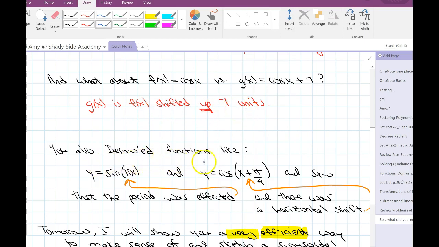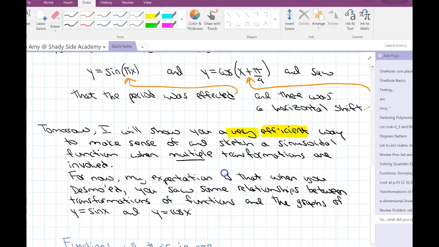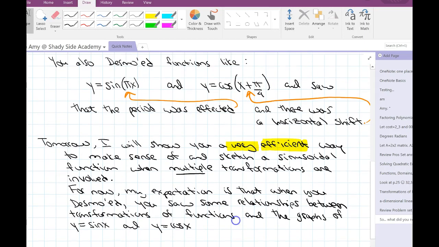And you also Desmosed functions that looked like this and looked like this, and you probably saw that the period was affected when the argument of the sine, okay, was multiplied by something, and you probably saw there was some horizontal shift when a transformation like this occurred. And tomorrow in class, we have our long period. I'm going to show you and talk to you about a very efficient way to make sense of and sketch these graphs when you have multiple transformations going on.